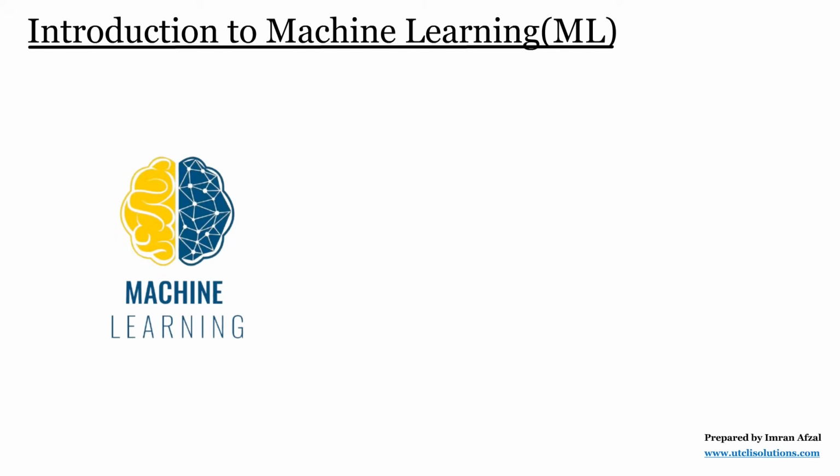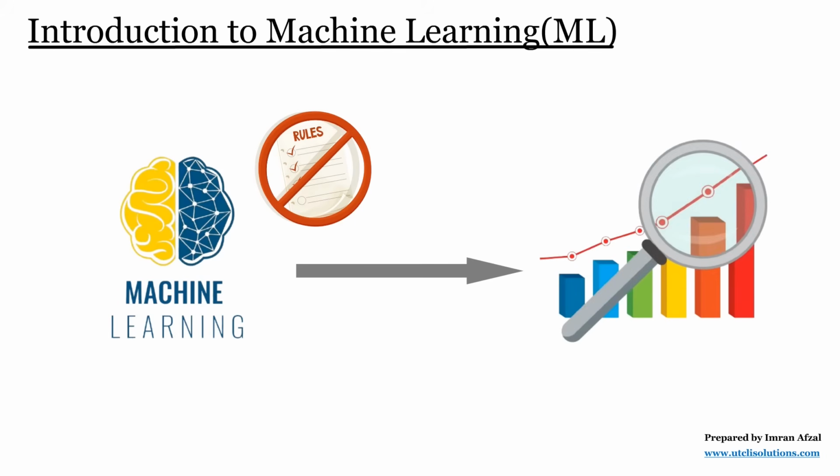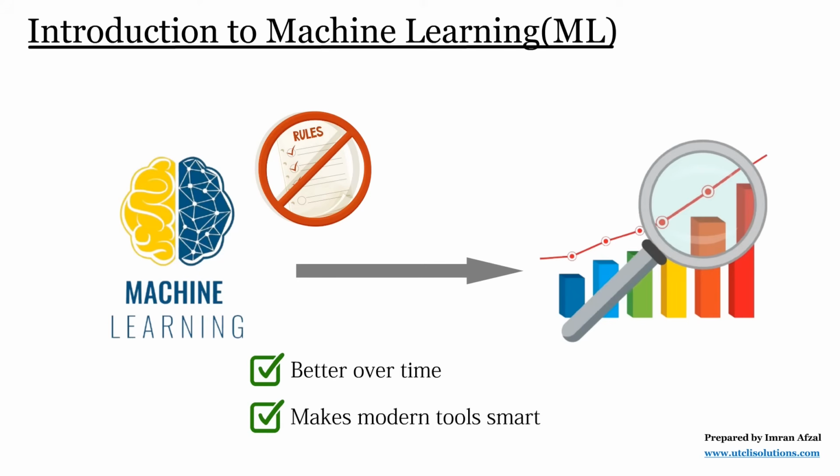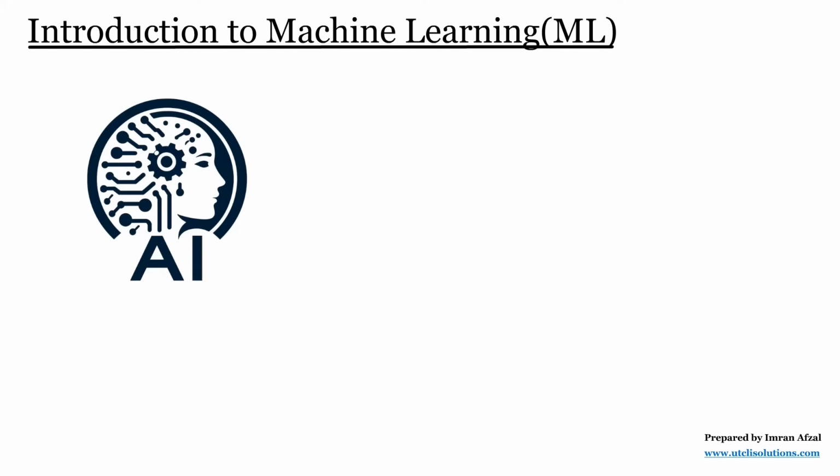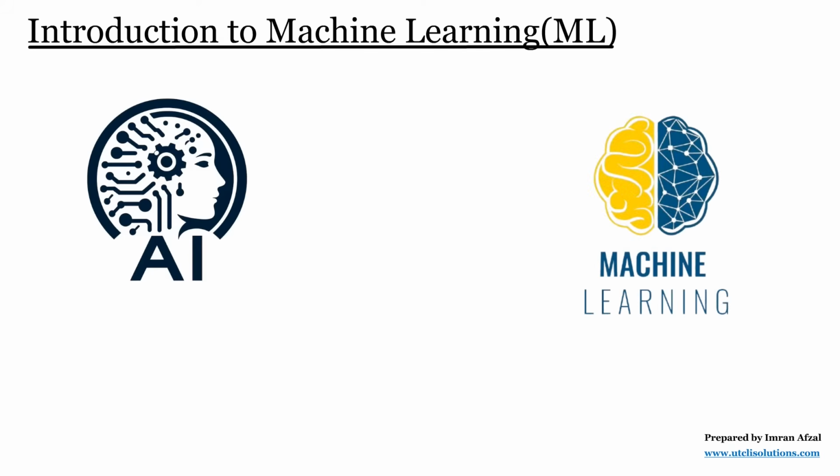So what is machine learning doing in all these examples? It is not just following rules, it is learning from past data and getting better over time. This learning process is what makes modern tools smart. We do not need to say artificial intelligence every time because in most tools we use today, it is actually machine learning doing the real work.